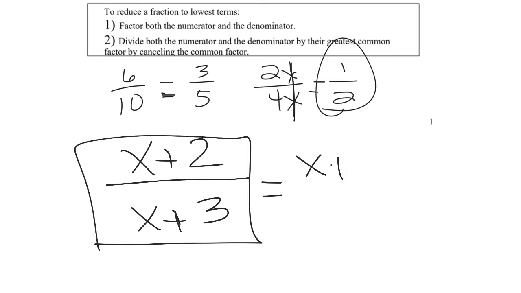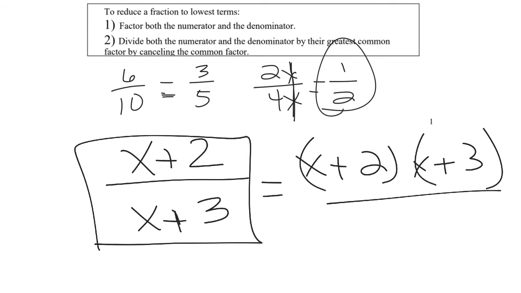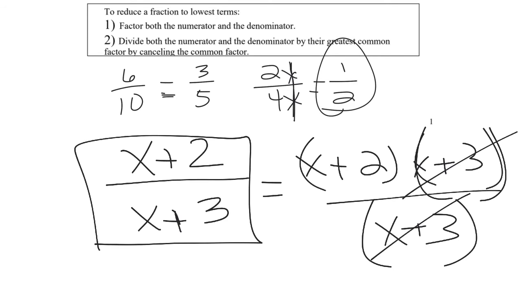If I have x plus 2 times x plus 3 over x plus 3, then I can cancel these two because this whole expression is the same. It's not just the x. You can never cancel anything that is connected with a plus sign. So see how this is connected with a plus sign? You can't simplify those two.